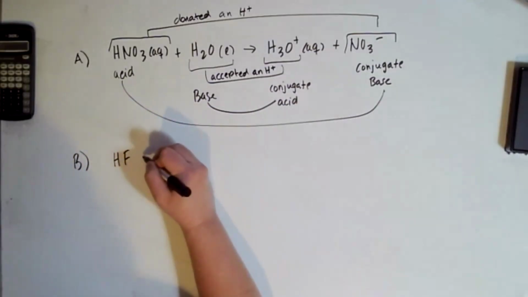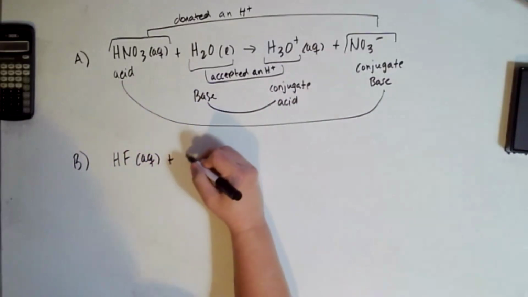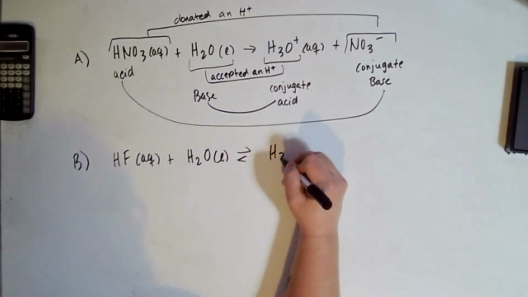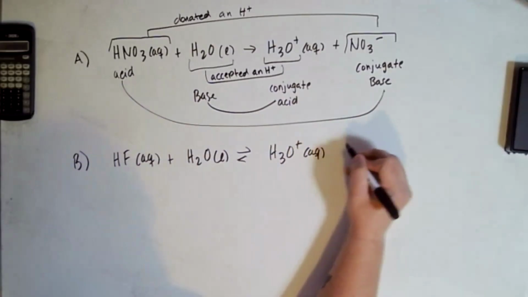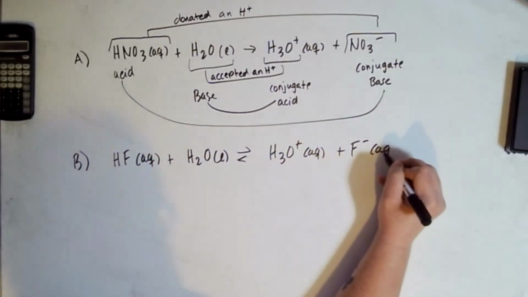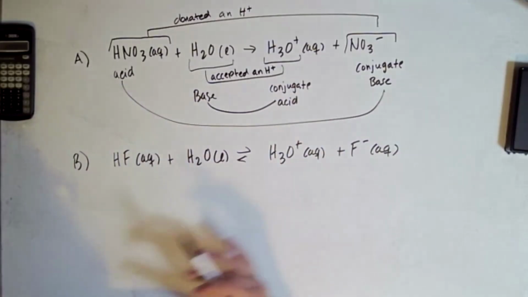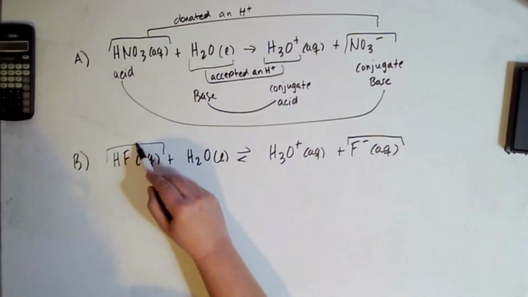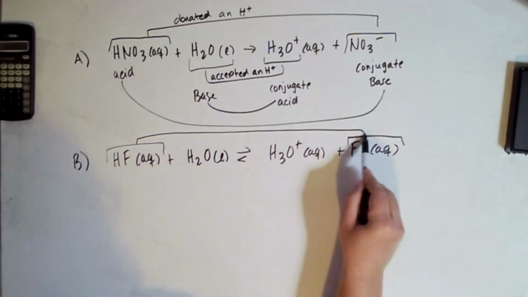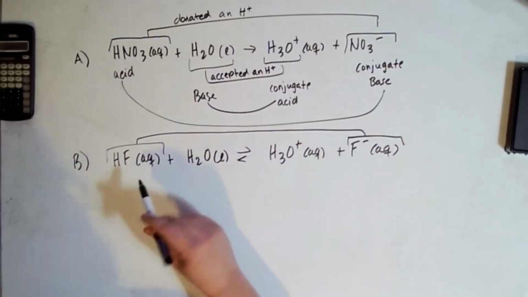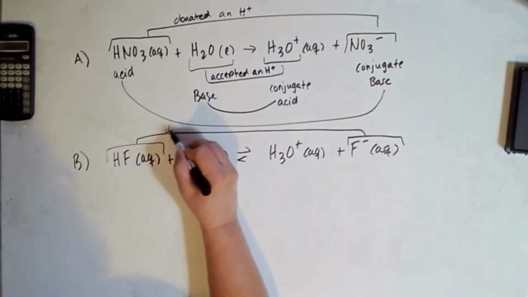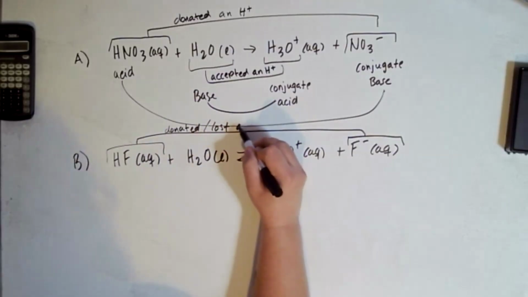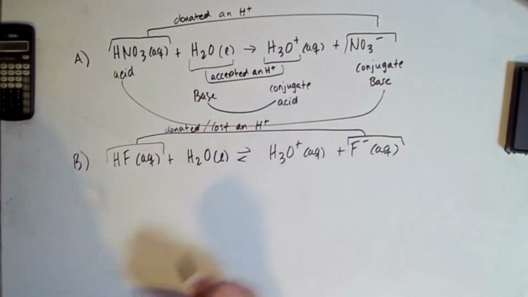For our second reaction, we have hydrofluoric acid and water. Okay. And again, we can start off by looking at what's linked to each other. Our HF and our F minus are going to be linked because they both have the fluorine in them. And the difference between HF and F minus is that HF had to donate a proton. It donated, or it lost, an H plus, and that's how it became F minus.